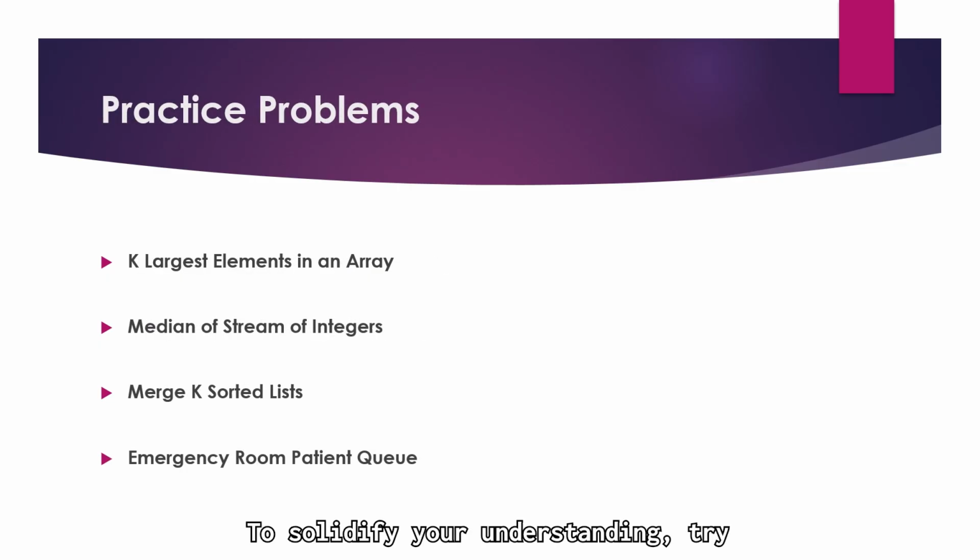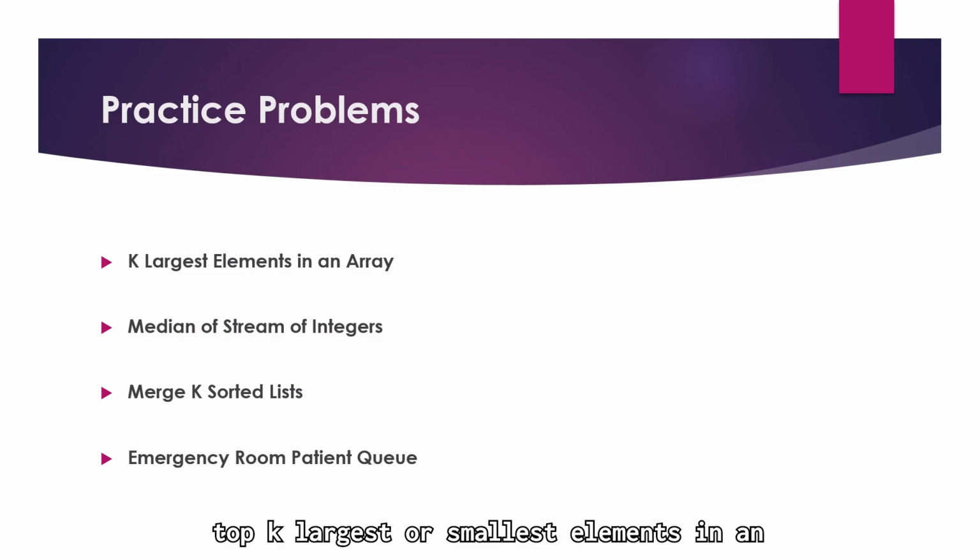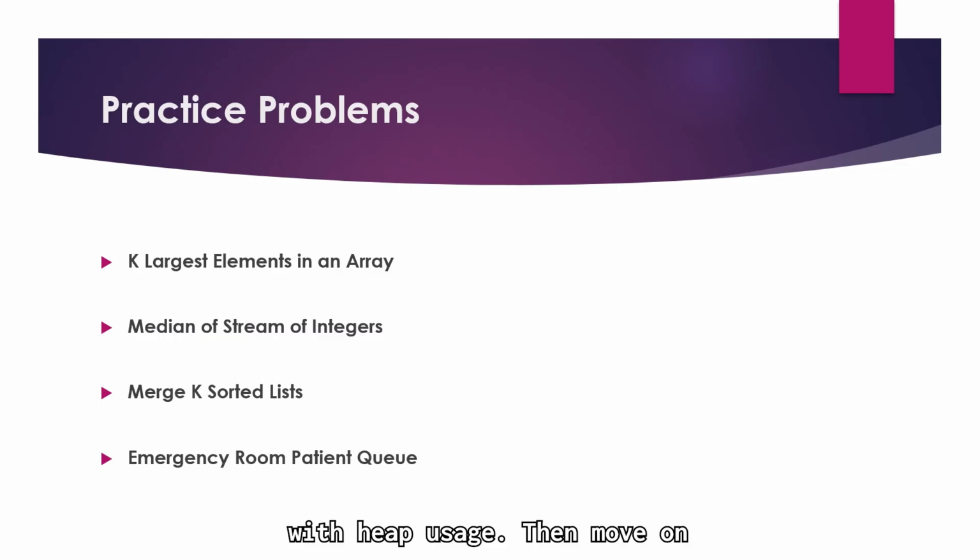To solidify your understanding, try applying priority queue in practical problems. Start with the classic: find the top k largest or smallest elements in an array, a great way to get comfortable with heap usage. Then move on to something more dynamic, like finding the median in a stream of numbers, which requires two heaps. Finally, attempt merging k sorted arrays, a common use case where a min heap shines. These problems will not only build your STL skills but also prepare you for real coding interviews.